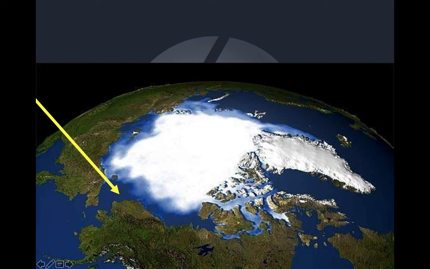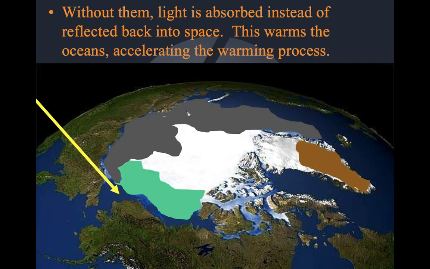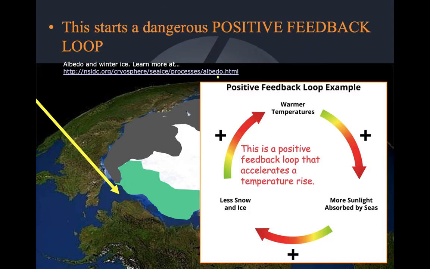Now, as it melts, and as this white surface gets smaller and smaller, less radiation is going to be reflected back into space. So this is going to then heat up the oceans, and it's going to exacerbate and increase that warming process. And this is what we call in science a positive feedback loop. Positive feedback loops are not good things, okay? I know it sounds weird because positive is good. No, never, not in science or engineering. Positive feedback loops mean something is going to spiral out of control.